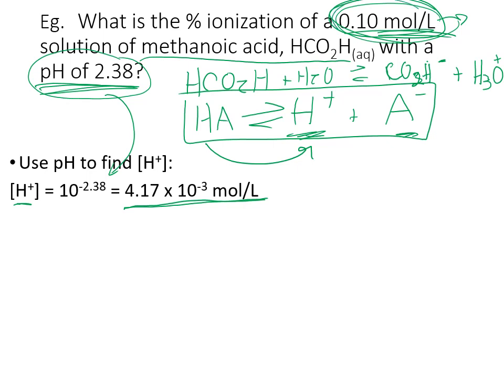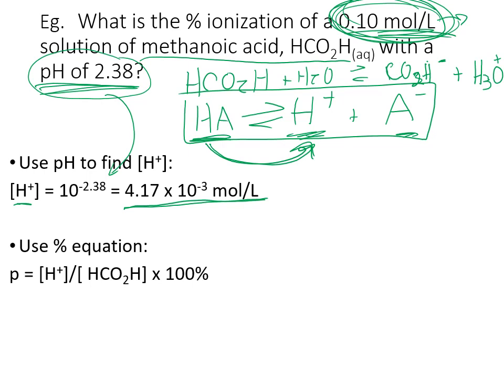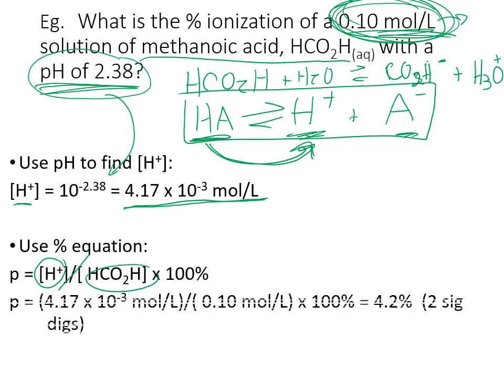Now we started with 0.1 moles per liter of this acid, and only 4.17 times 10 to the negative 3 actually dissociated. So if we express that as a percentage, we have our percent ionization. So take the portion that did dissociate, which is the amount of hydrogen ions that were created, divide it by the total amount that we had, the 0.10 moles per liter, multiply by 100, and we should end up with 4.2%, using two significant digits, as we have our concentration in two significant digits, and the decimals on the pH, because it's a logarithmic scale, there's two decimals, so that's also two significant digits.